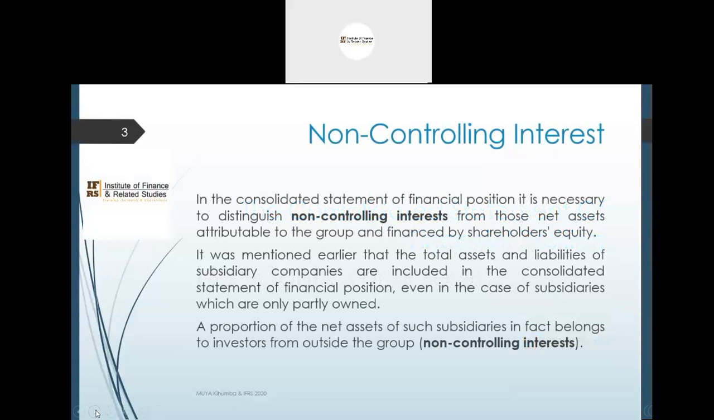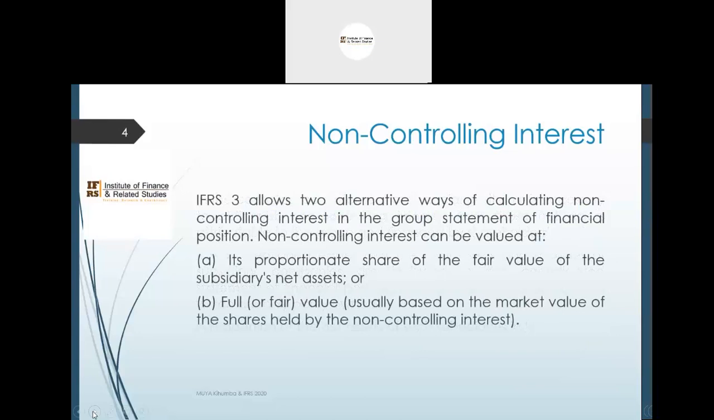We had mentioned earlier that total assets and liabilities of subsidiary companies are included in the consolidated statement of financial position, even in the case of subsidiaries which are partly owned. A proportion of net assets of such subsidiaries in fact belongs to investors who are outside the group, who we now refer to as non-controlling interests.